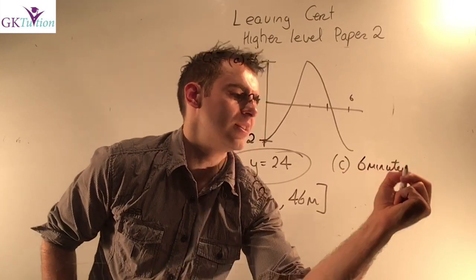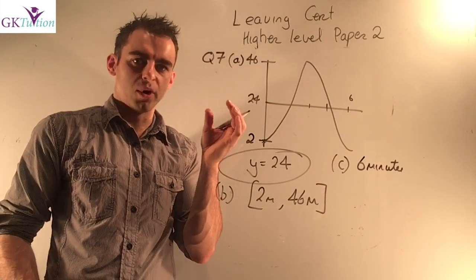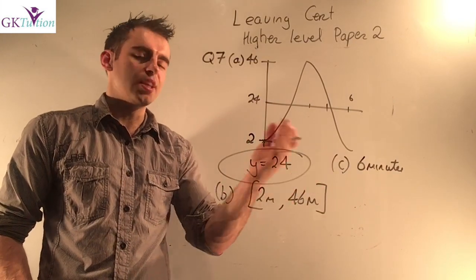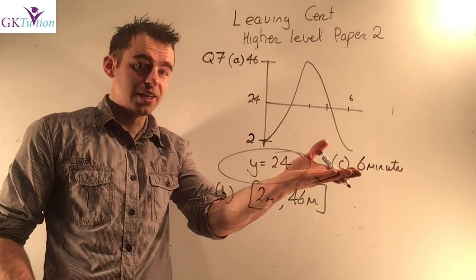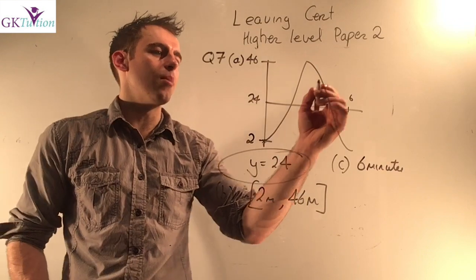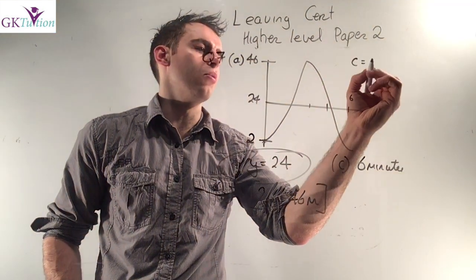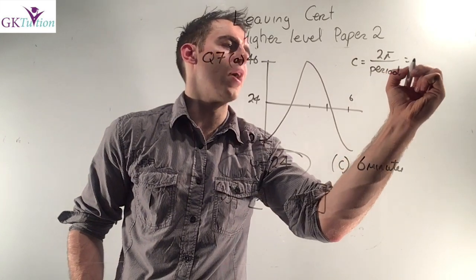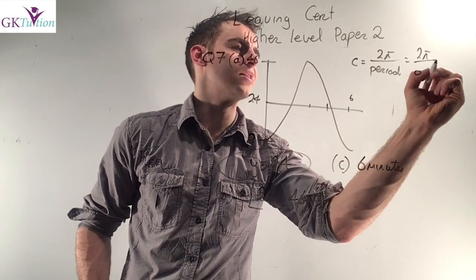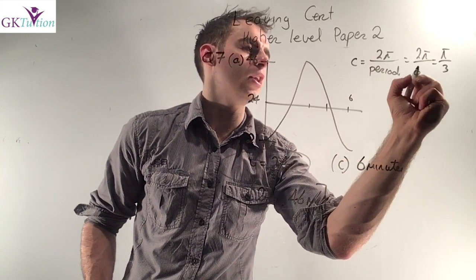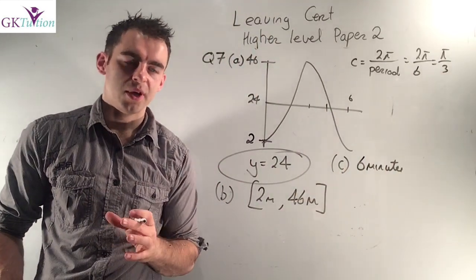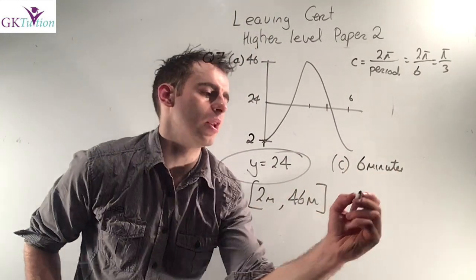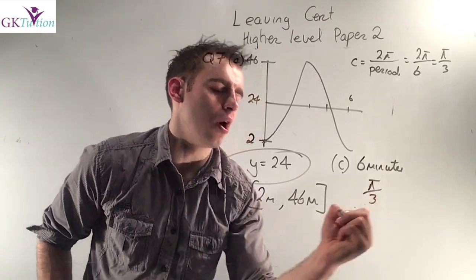Although they did accept in that case if you worked out your C. You could give the answer as 6 minutes, which technically is what you should have given, but you get the marks. You know C is 2 pi divided by the period. So if you had done that and said your answer was 2 pi divided by 6, which is pi over 3, you get the marks for that either. So they were accepting your period is 6 minutes, or they were actually accepting pi over 3 as well.